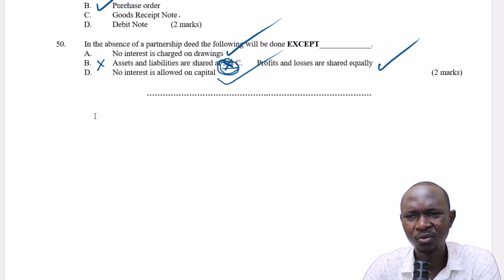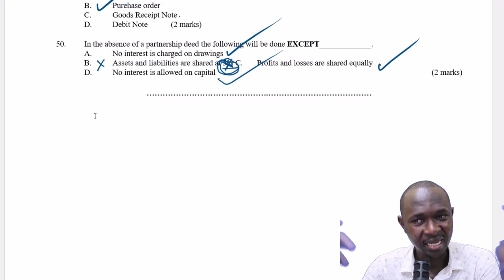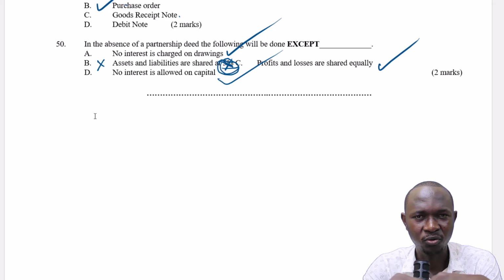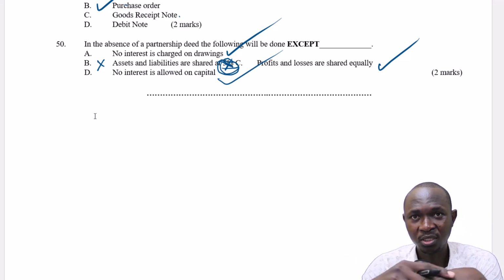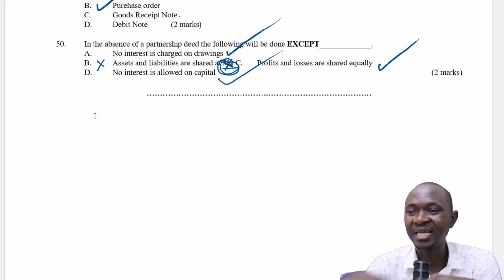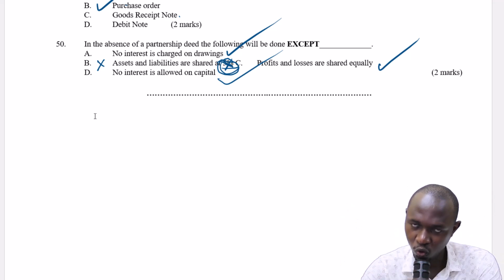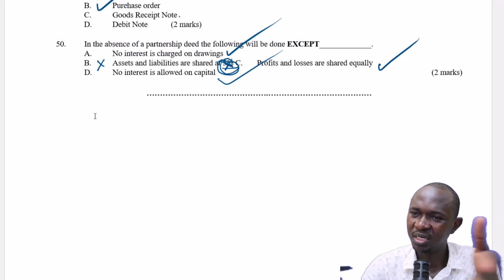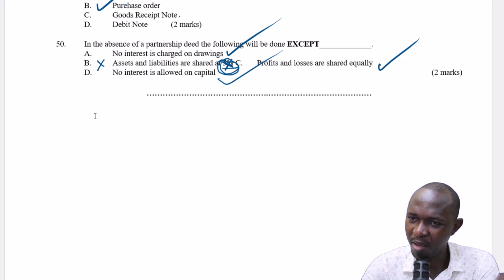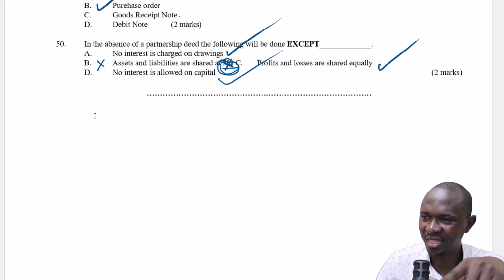No interest on drawings, no interest on capital, the fallback position. But if you want interest charged on drawings, then come up with a partnership deed and decide how you are going to charge the interest. If you want interest allowed on capital, come up with a partnership deed and decide how it will be charged on capital. If you want profits and losses shared according to the ratio that you want, then come up with a partnership deed that will show how much you are going to share. But if you don't come up with a partnership deed, we will assume the fallback position, the bare minimum, and those 3 ticks are the bare minimum.